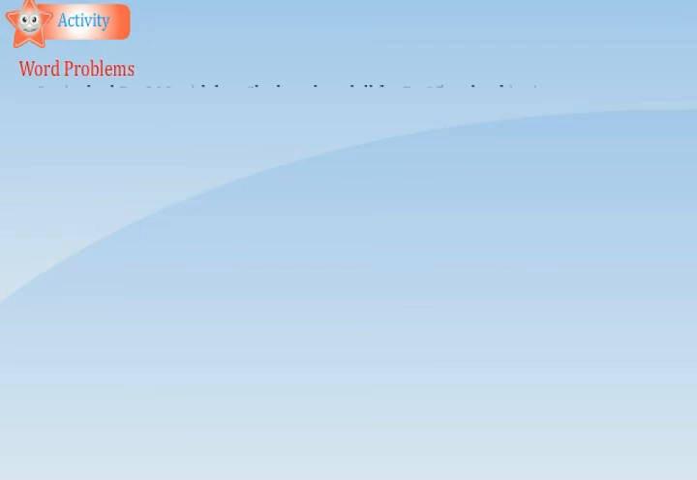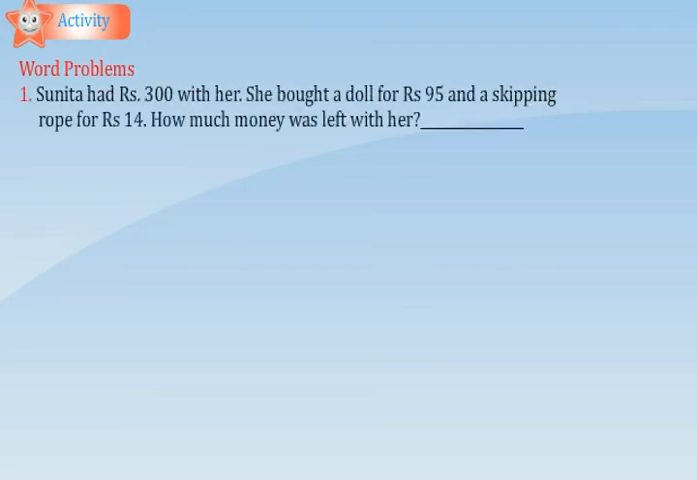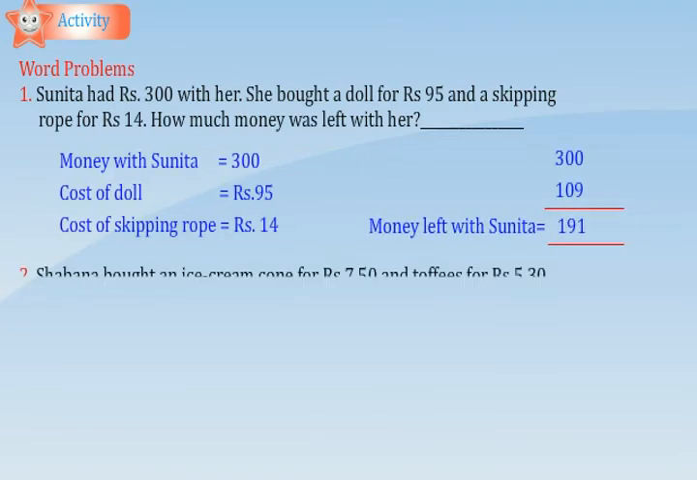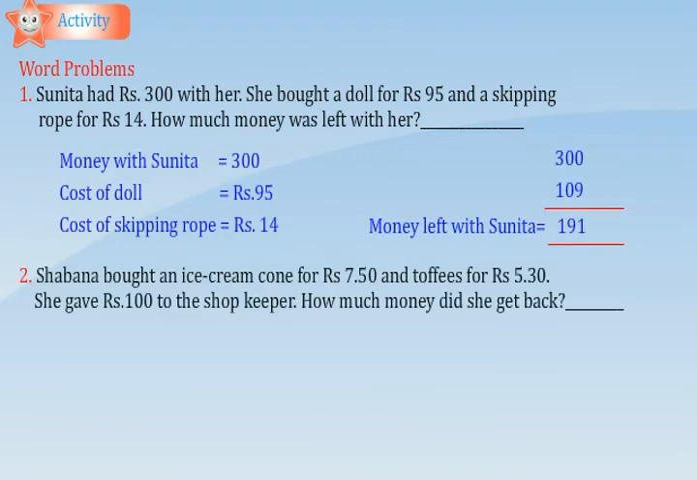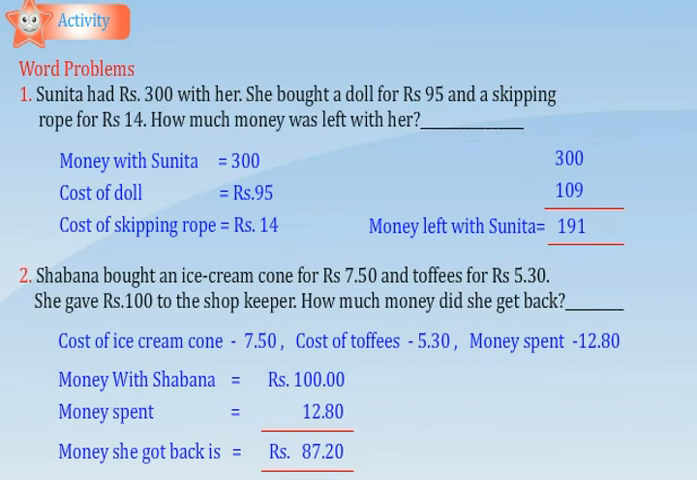Word problems. Sunita had rupees 300 with her. She bought a doll for rupees 95 and a skipping rope for rupees 14. How much money was left with her? Shabana bought an ice cream cone for 7 rupees 50 paise and toffees for 5 rupees 30 paise. She gave rupees 100 to the shopkeeper. How much money did she get back?